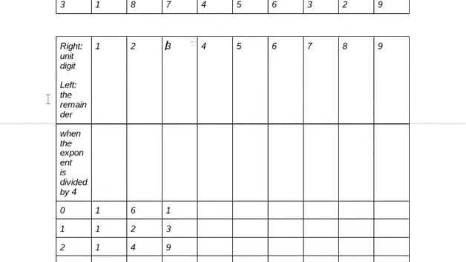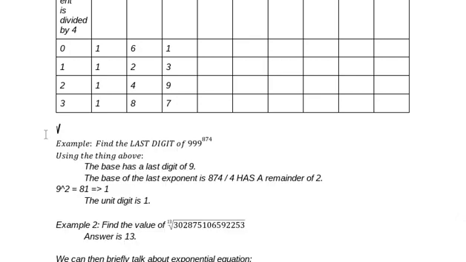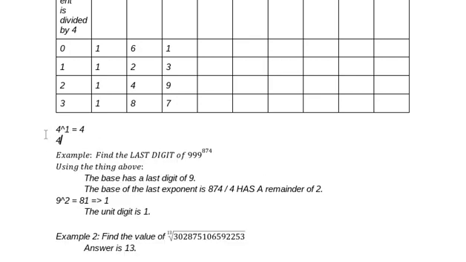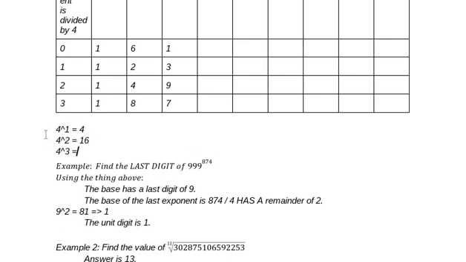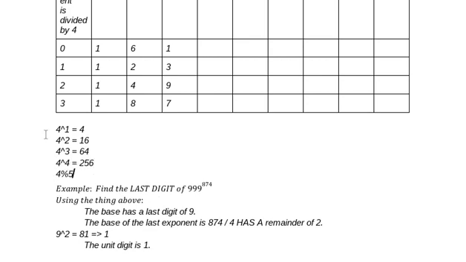Then I talk about 4. Let's talk about 4 then. We then cut it off, and then it will be 4 to the power of 1, 4 to the power of 2, 4 to the power of 3, 4 to the power of 4, 256, 4 to the power of 5, 1024.